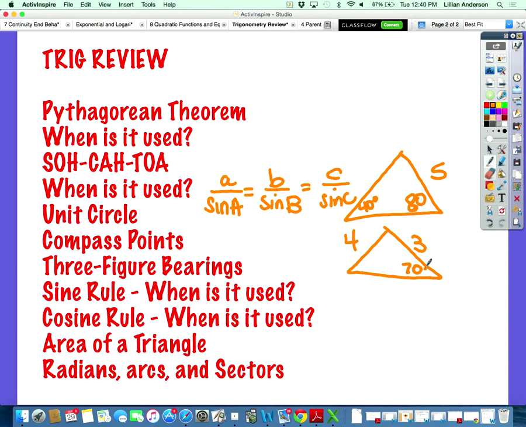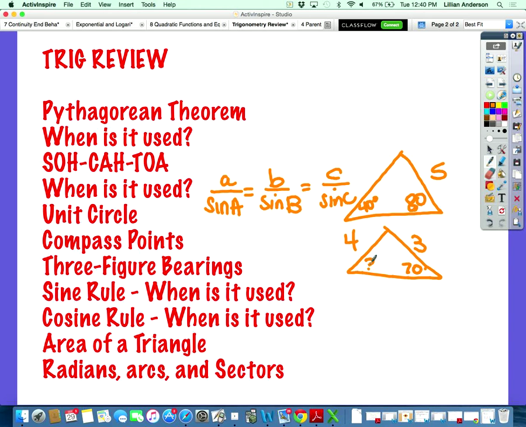Top is cosine or sine? Both of them are sine rule. So for the bottom one, it would be 4 over sine of 70 equals 3 over the sine of the angle we don't know. That's when you use the sine inverse.